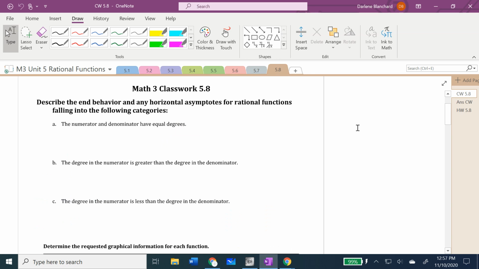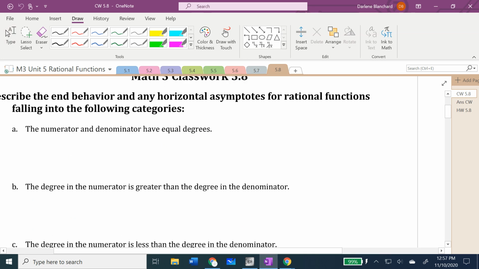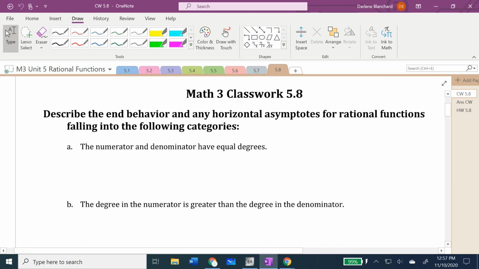So if the numerator and denominator have equal degrees, then you do have a horizontal asymptote. You have a non-zero horizontal asymptote.